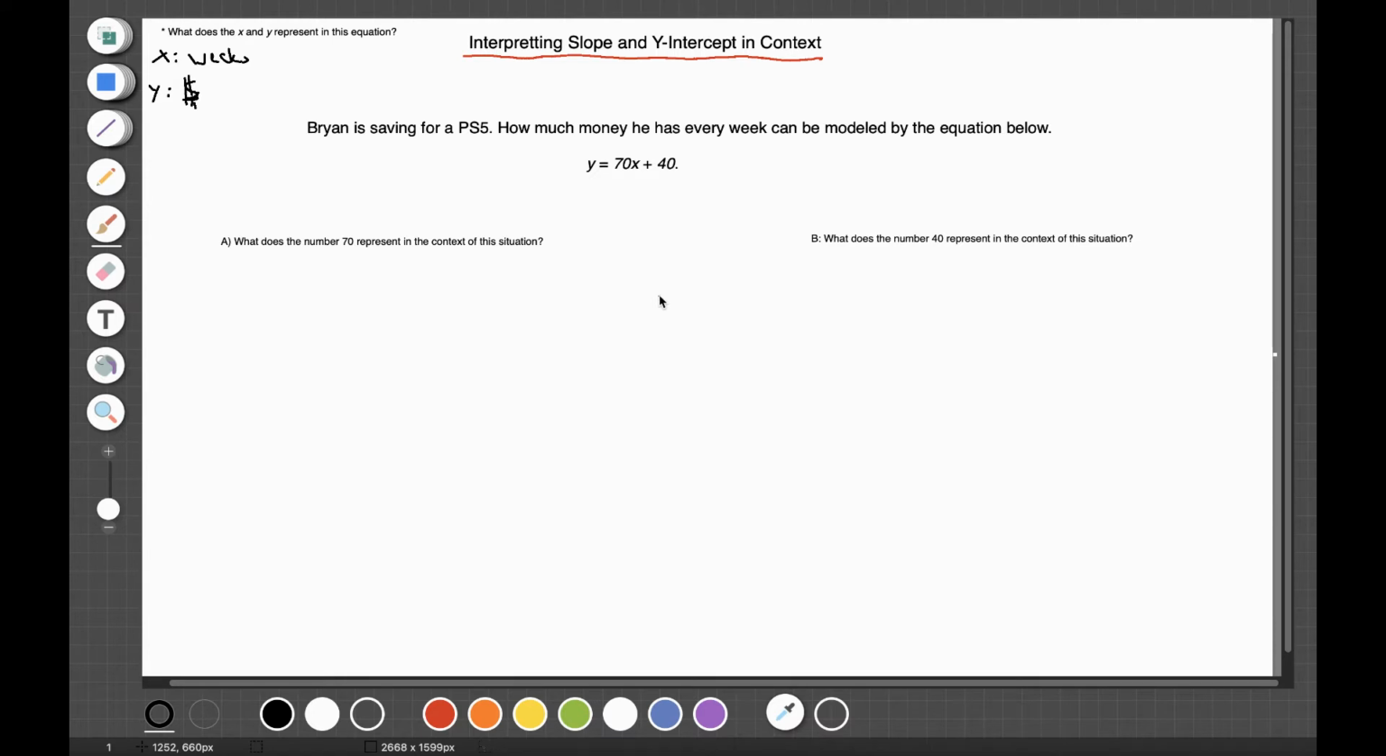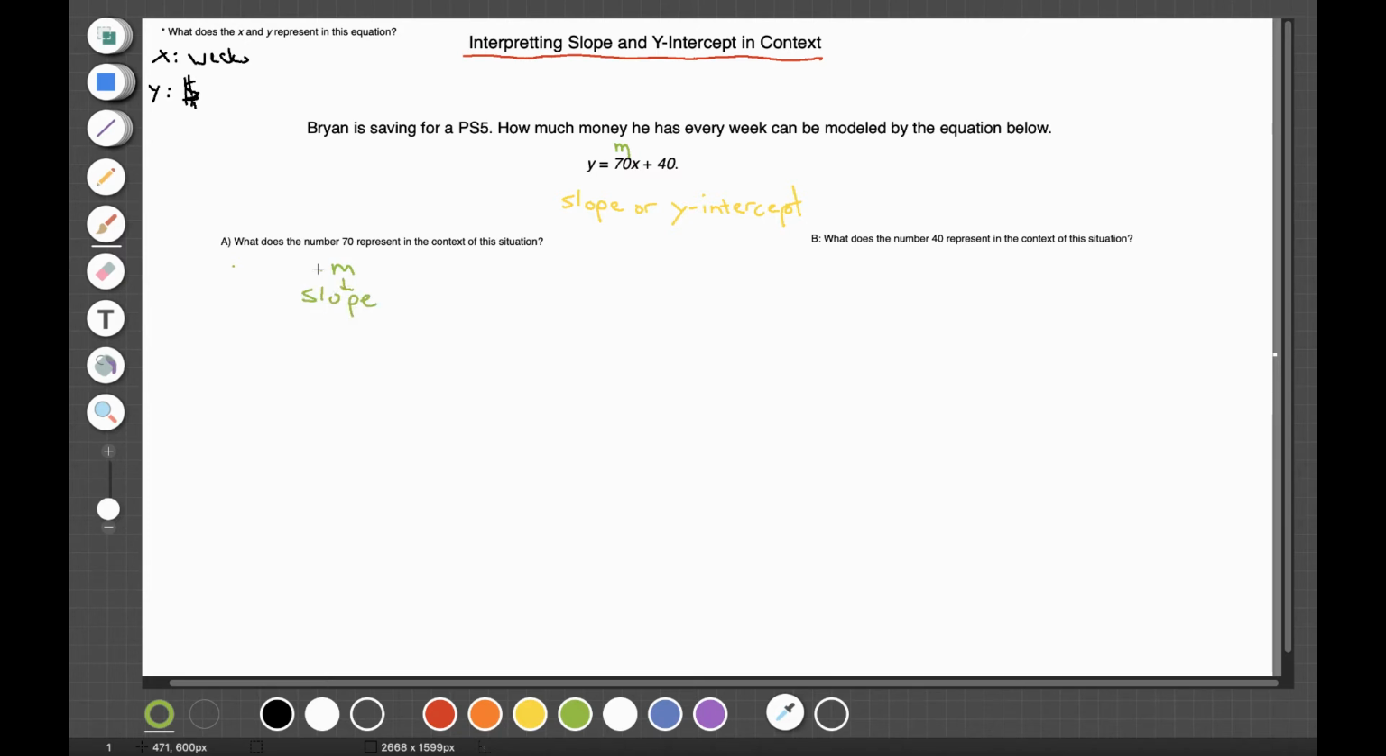So what does the number 70 represent? What does the number 40 represent? For both of these, what we need to think first is, are we talking about a slope, or are we talking about a y-intercept? Well, go ahead and see if you can figure that out. Is this the slope, or is this the y-intercept? Let's start with letter A. Great, so this is our slope. How do we know that? Because it's our m. So 70 is our m, and so we know it's our slope.